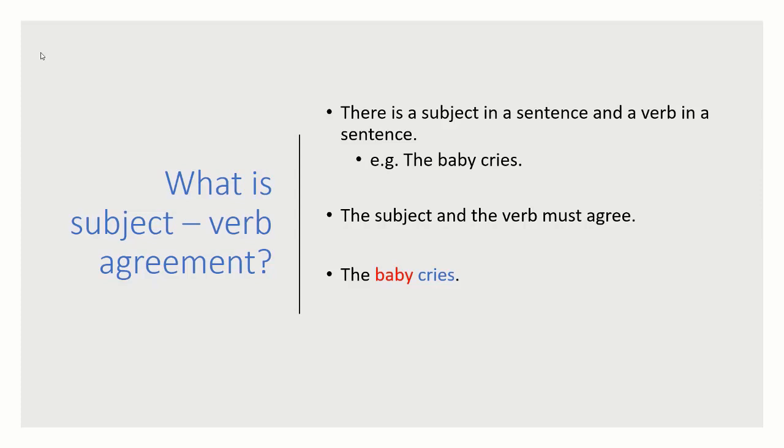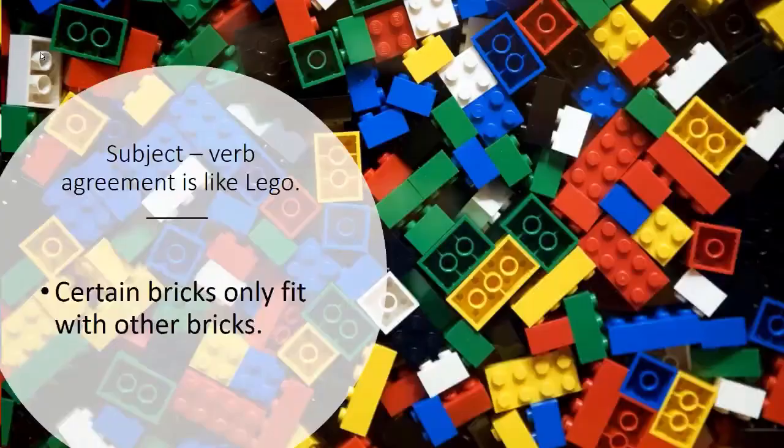All right, so cries is the singular form of the verb cry, and baby is the singular version of the noun baby. The babies cry. So babies is plural, cry is also plural. So plural goes with plural, singular goes with singular, and if you do that, they agree and everyone's happy.